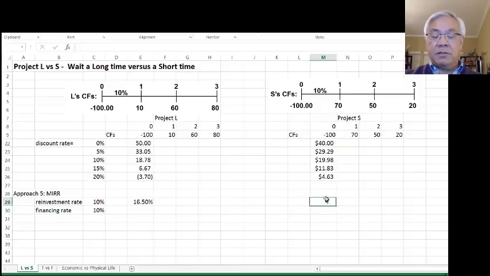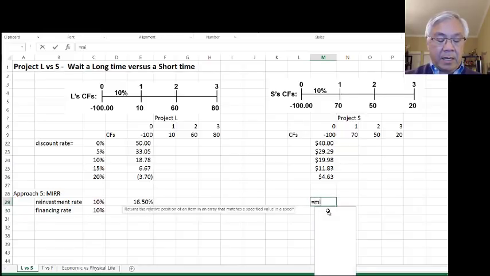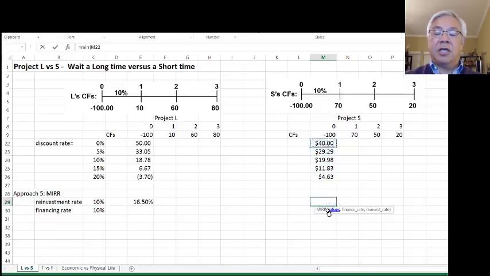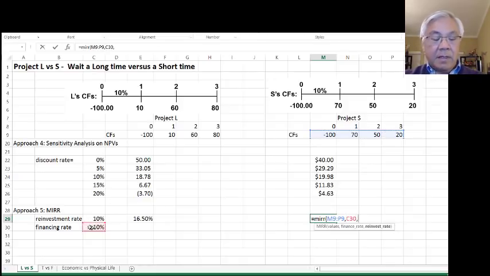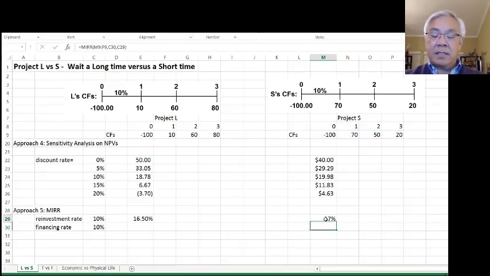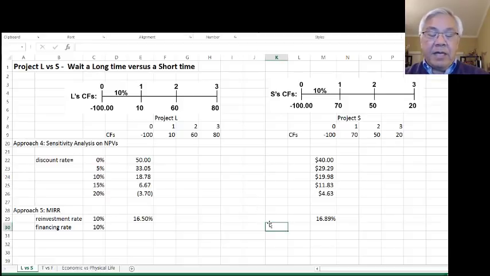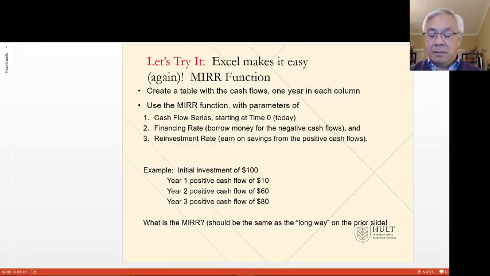We could also do the MIRR for the other project. MIRR, open parens, shade the cash flows. Do the financing rate, comma, reinvestment rate, close parens. You get 17%, and let's again make the formatting consistent. 16.89, right? So both the IRR and the MIRR are superior for the project S. All right, back to our PowerPoint.